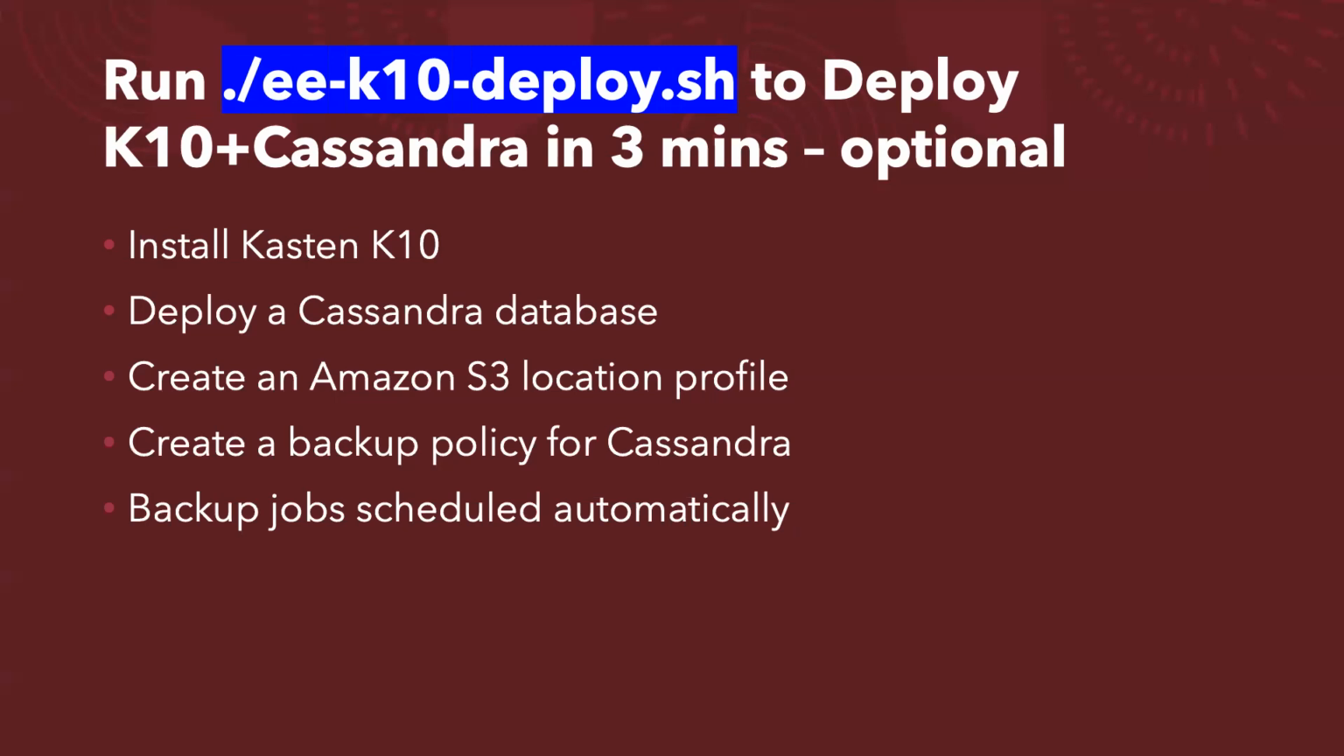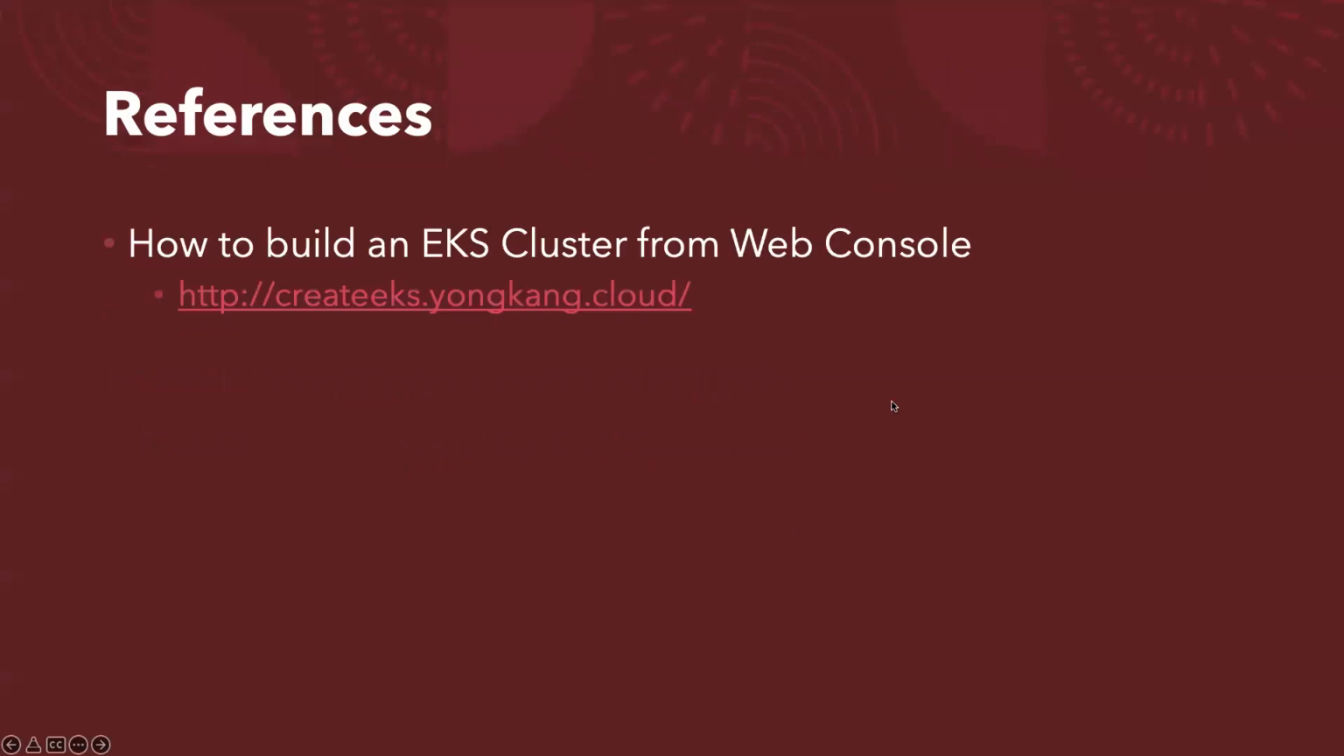Okay, for the purpose of this demo, the last step I want to show you is, as I said, I'm not going to show you too much detail about how to configure the backups, how to do the restores. But if you're wondering how to do it, I've got some other YouTube videos to show you how. The first one is, if you are interested in building the EKS cluster from the AWS web console, here you go. You've got to create the eks.yongkang.cloud. It walks you through how to build the EKS cluster via the web console in 15 minutes.